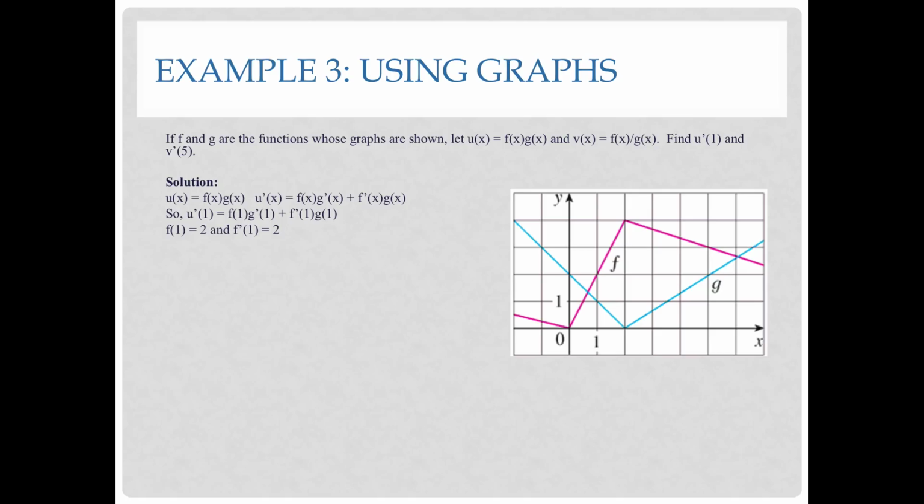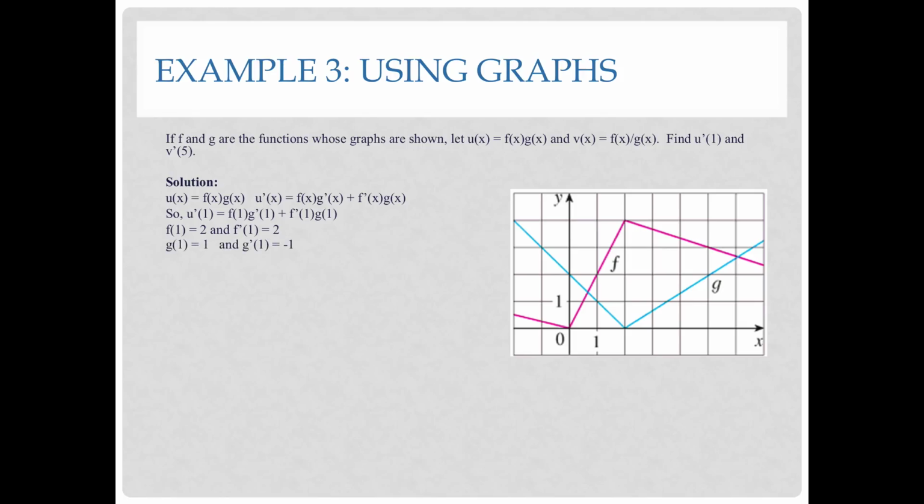So f of 1 is 2. We know that by going to the value of f when x equals 1, and so it's 2. And f prime of 1 is 2 because at the point where x equals 1, the slope of the function f is 2. Rise over run, it goes up 2 and over 1.